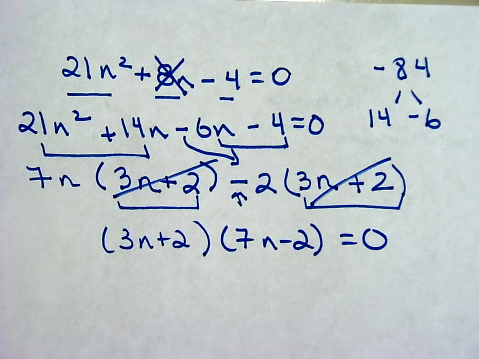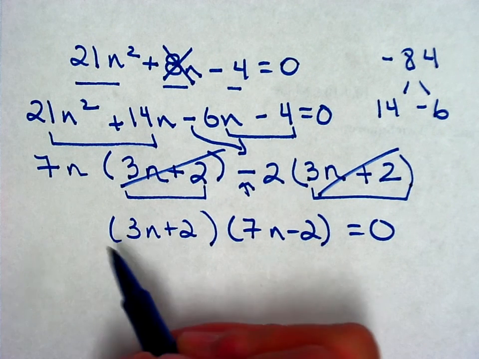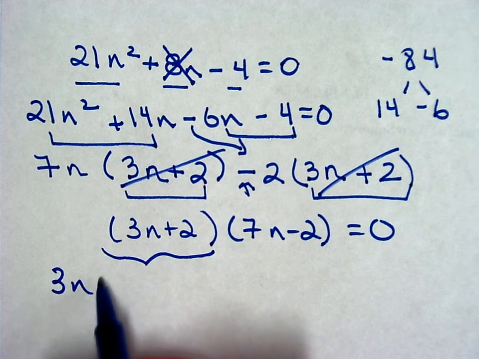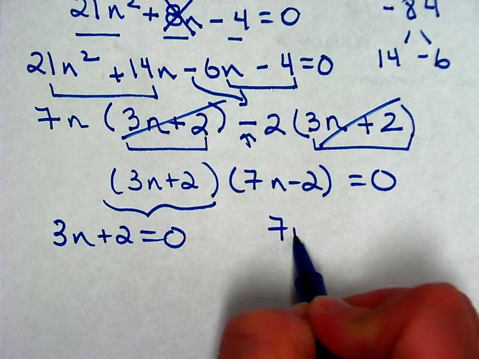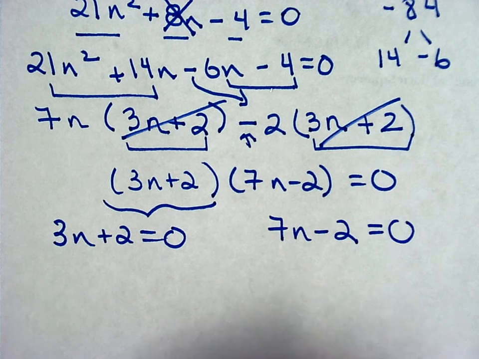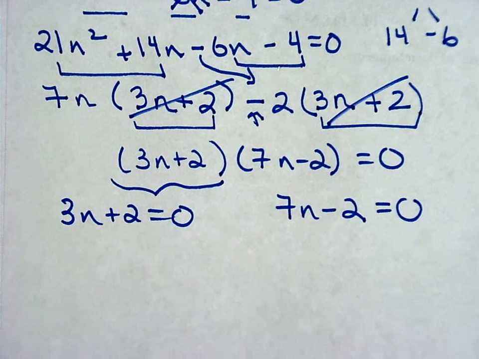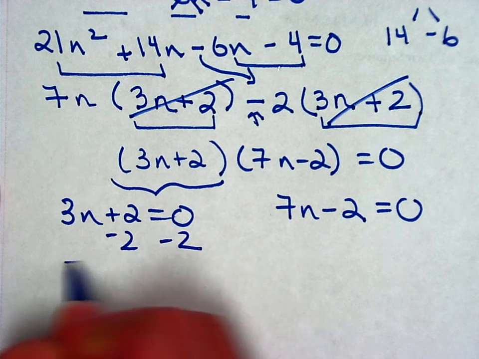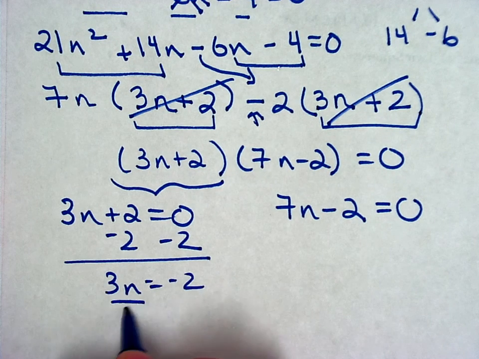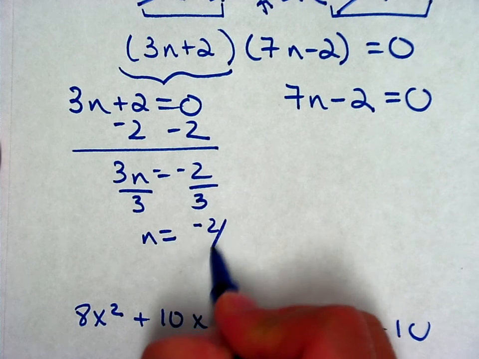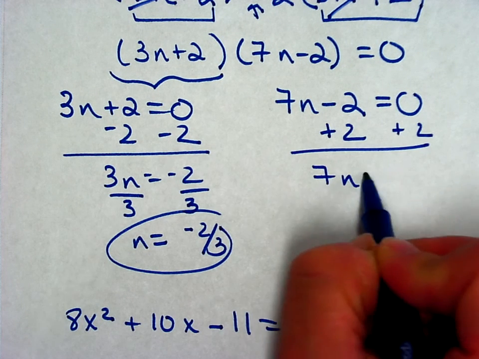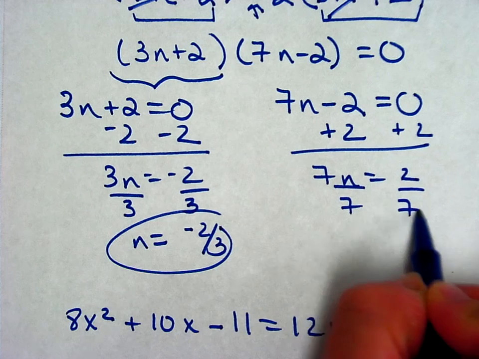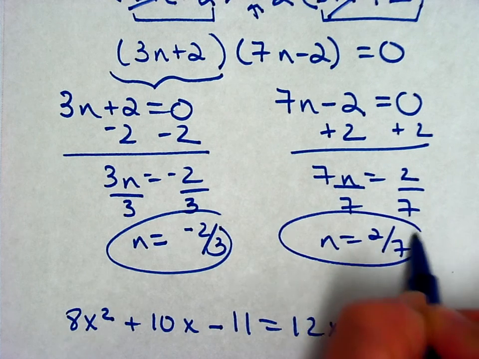But now I want to solve this equation. So if you remember, we just take each factor and set it equal to 0. So 3n plus 2 equals 0, or the other answer is 7n minus 2 equals 0. And then we're just going to solve for n. So get n by itself. Minus 2, divide by 3. So n equals negative 2/3 is one of my answers. The other one is add 2, divide by 7. So n equals 2 over 7 is the other answer.